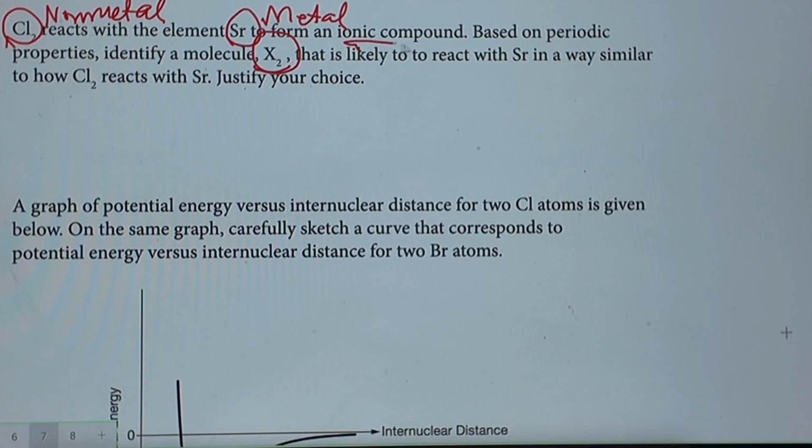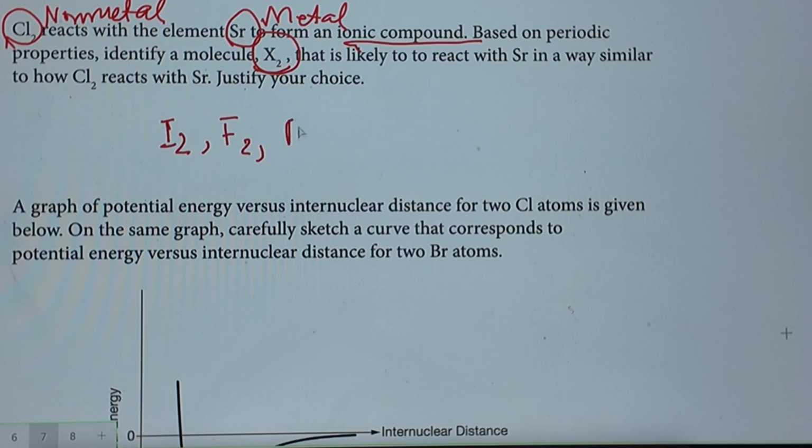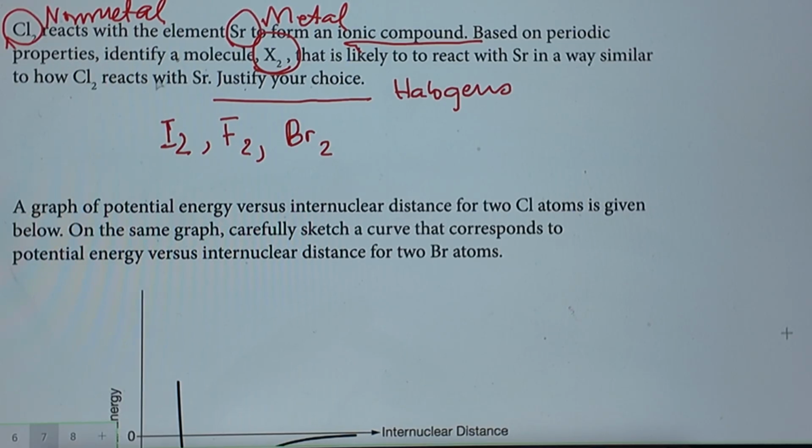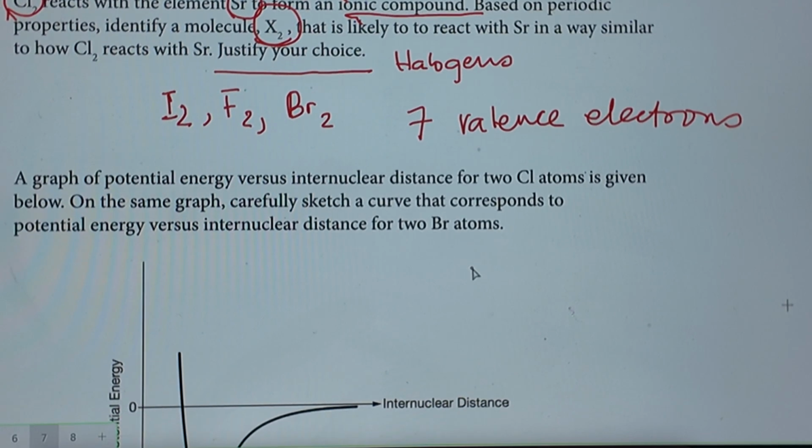The ionic compound. So yeah, it could be I2, it could be F2, and it could be Br2. And justify my choice: all of these are halogens. And most of the time, whatever Cl can do, these can do, because they all have 7 valence electrons. Okay.